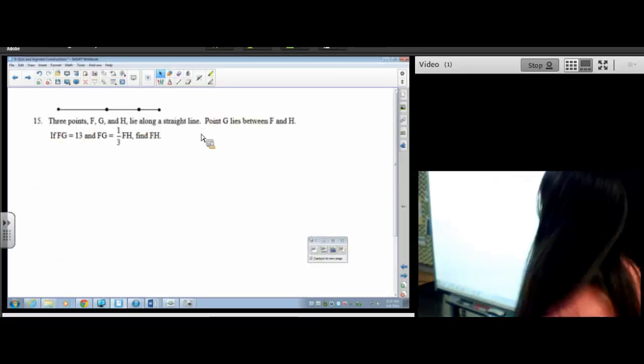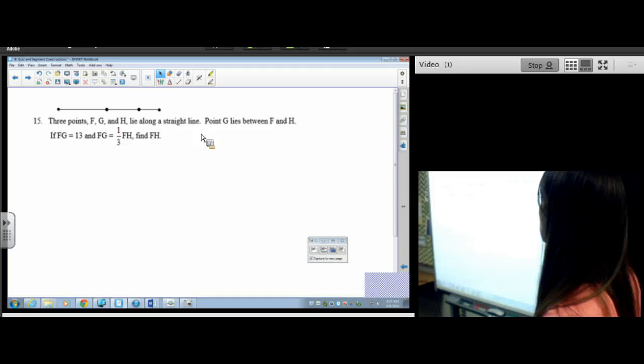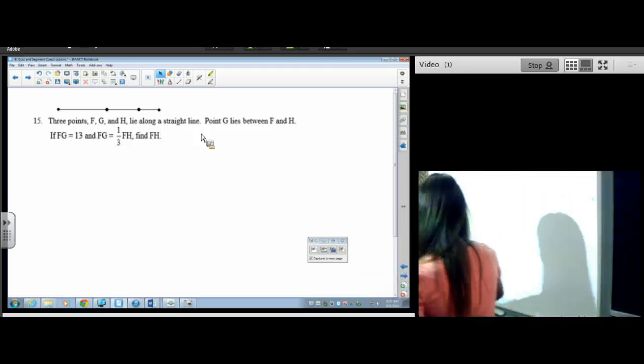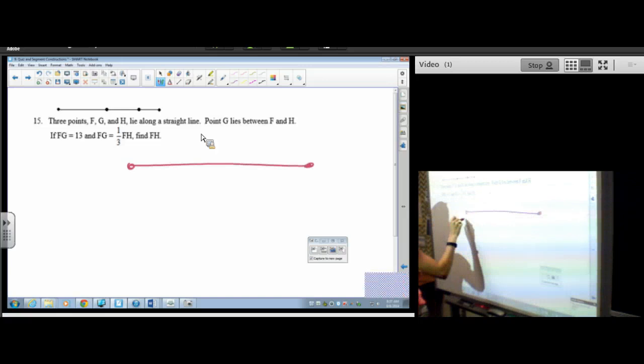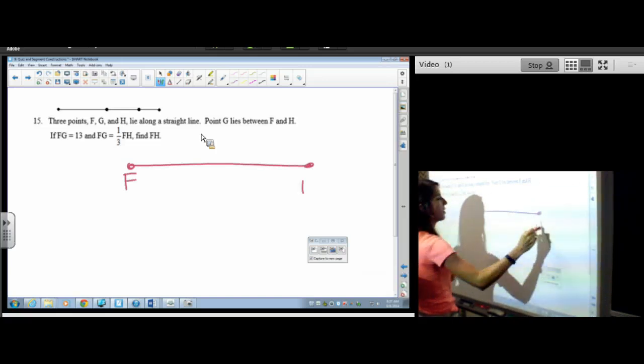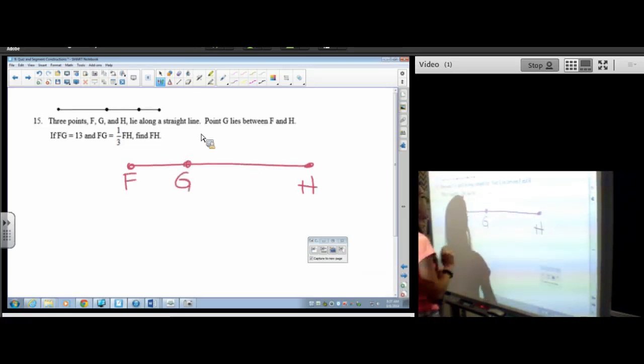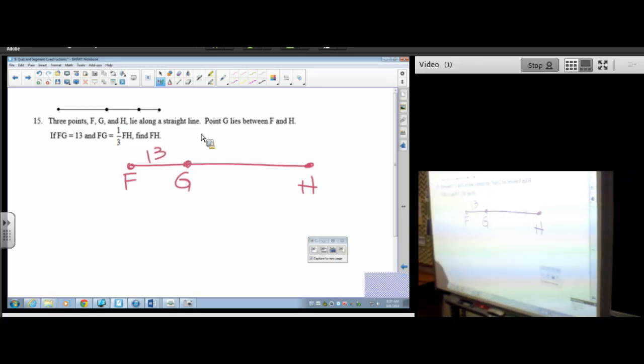Okay, number 15 from the homework. 3 points F, G, and H lie along a straight line, so they are collinear. Point G lies between F and H. So we don't know where G is, but we know it's somewhere in between. FG is 13, and FG is 1/3 of FH.